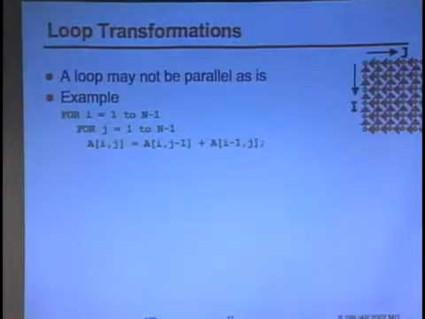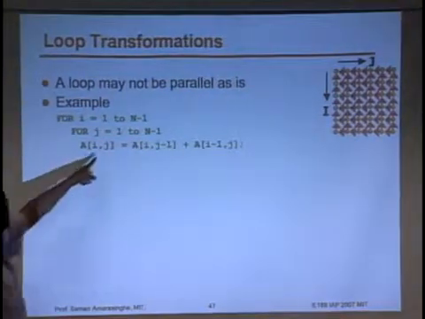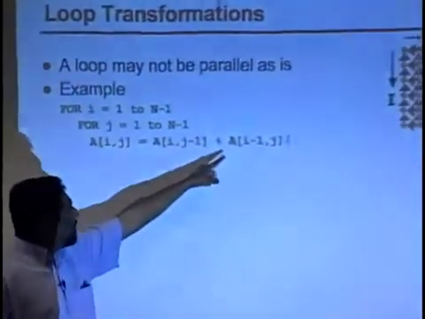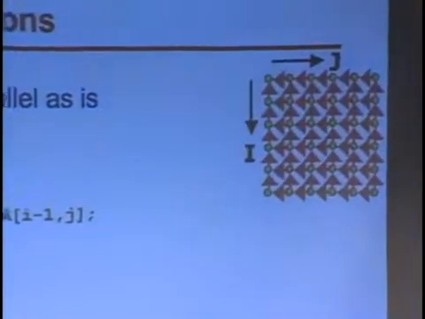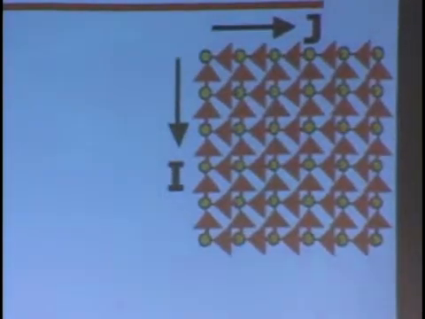Finally, loop transformations. So I have this loop: a[i][j] equals a[i][j-1] plus a[i-1][j]. My arrowhead looks a little bit too big there, but look at my dependencies. Is any of these loops parallel?